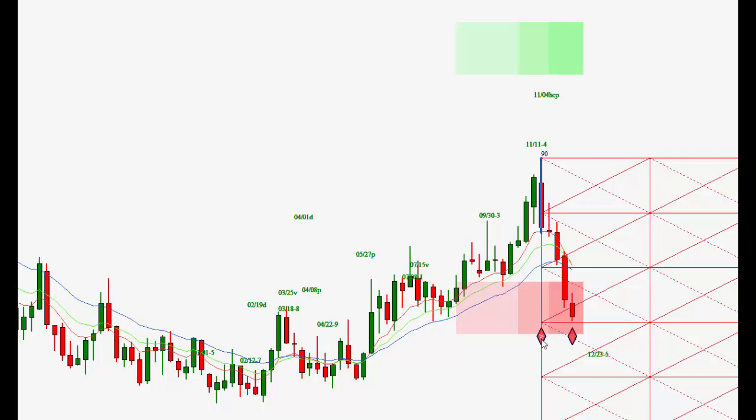Now, if you'll notice this previous red diamond here, this is week ending November 11th, and it marks the very top that led to this 5-week bearish run down in the coffee market. And the weekly F date nailed it right on time.